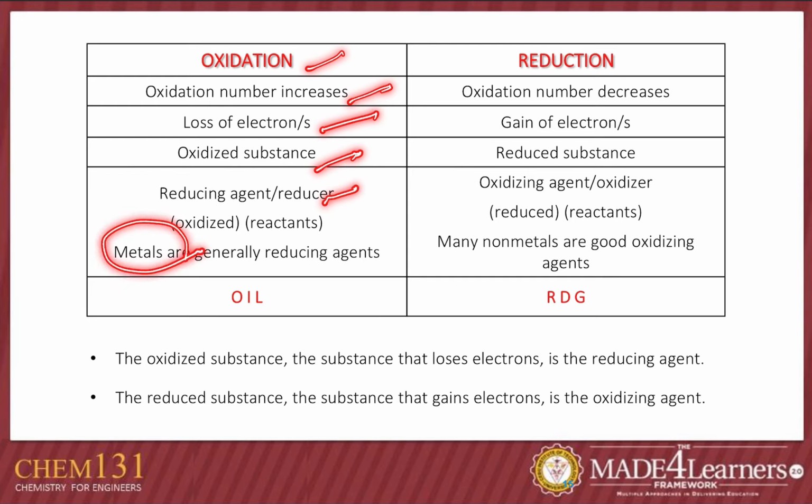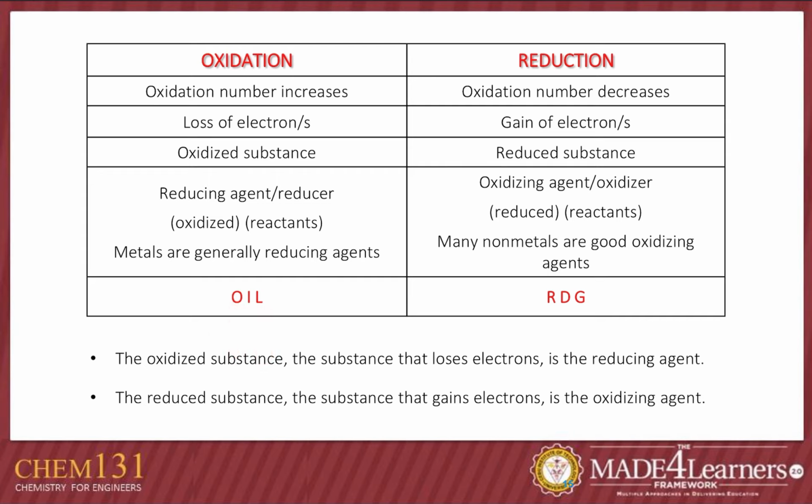Metals tend to lose electrons so that the oxidation number increases, and the acronym that we can recall para may numdum ta kung unsay mahitabo sa oxidation is here, this one. O stands for oxidation, I meaning there is an increase in the oxidation number, and L meaning there is a loss of electrons.